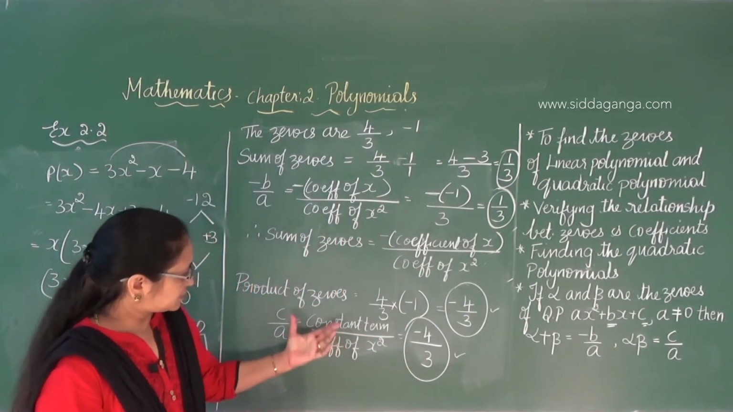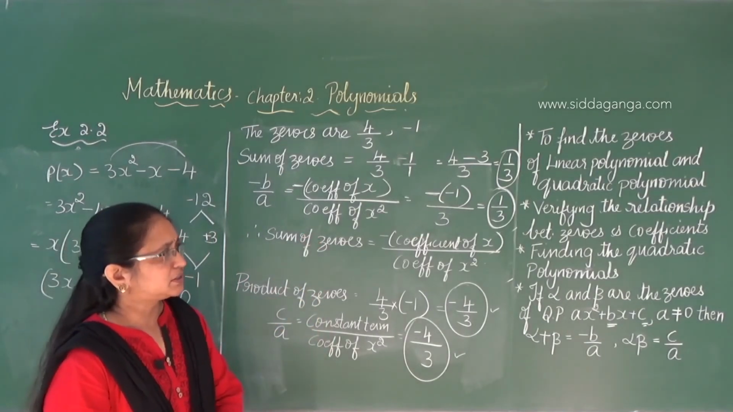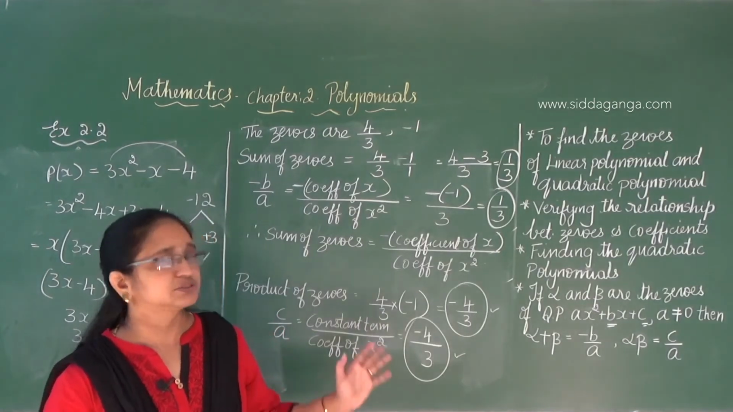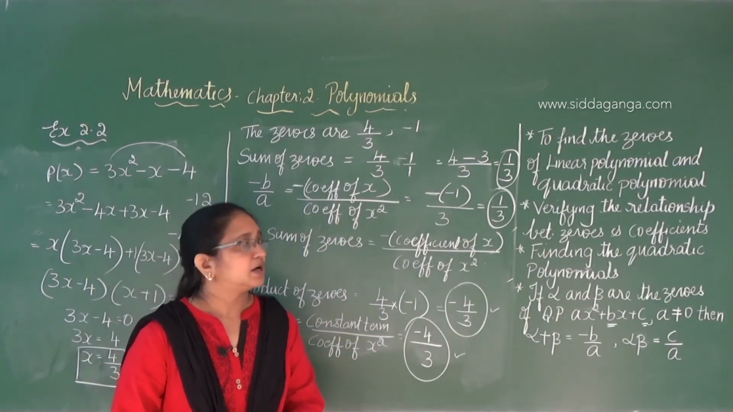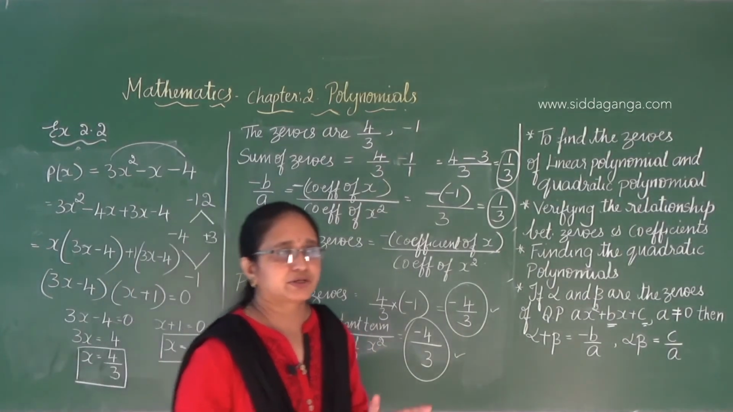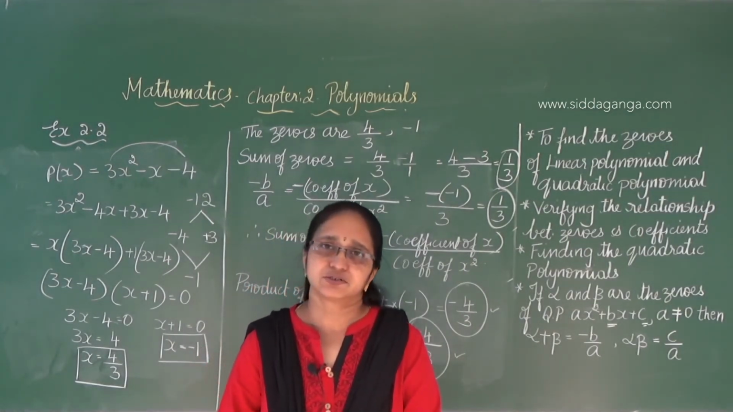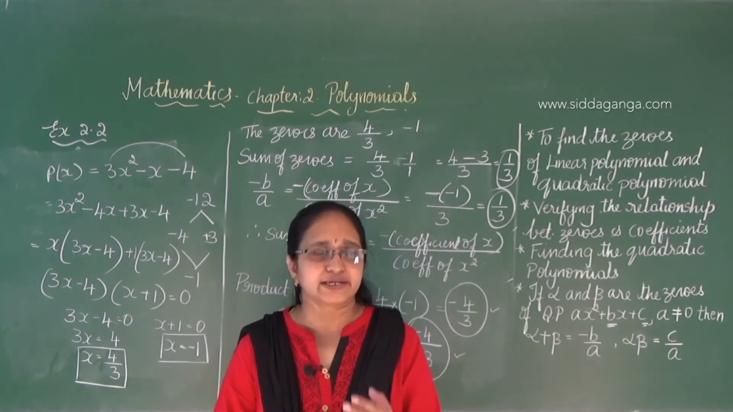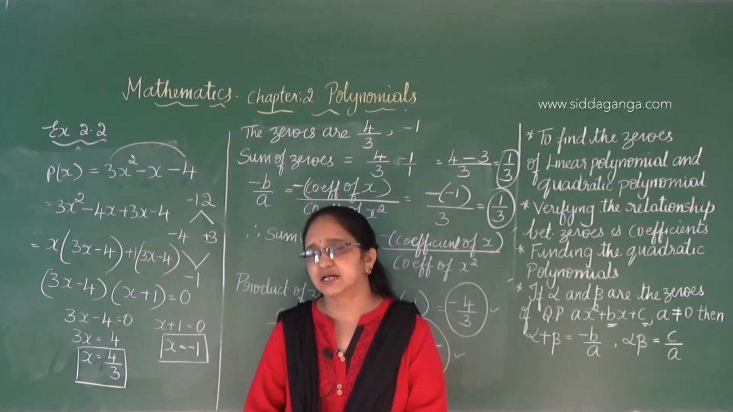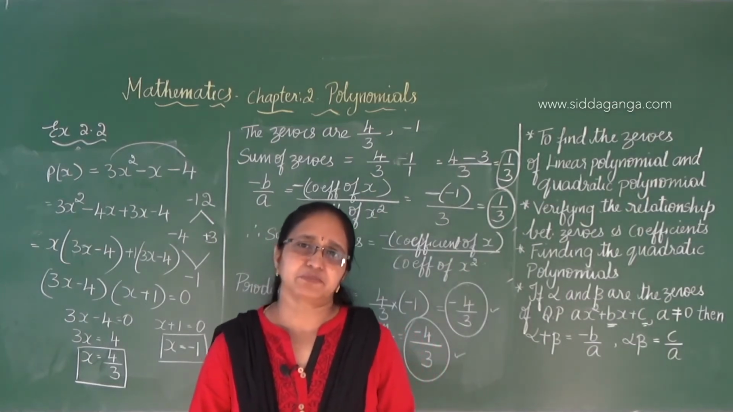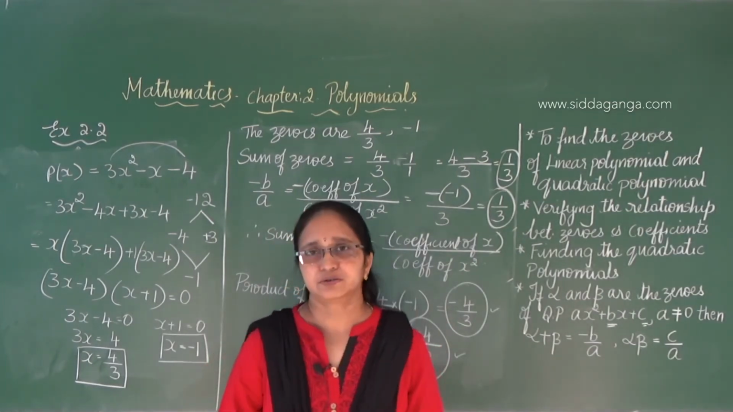Like this you can verify the relationship between the coefficients and the zeros of the polynomial. I hope you understood. I think you can complete the first main of exercise 2.2. So in the next video or the next class, I am going to continue with the second main of the same exercise, that is 2.2. Thank you.